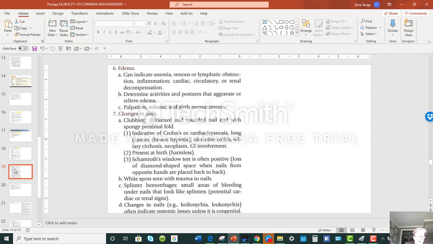Oh, the window test. I don't know how to say that word either. Let's look it up. You want to? Why not? Sure.